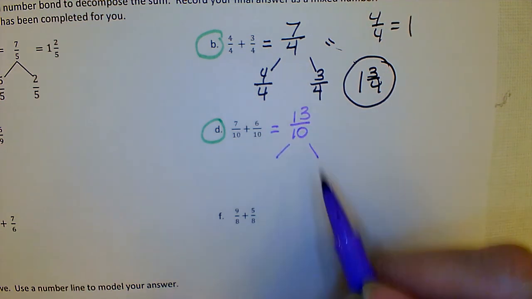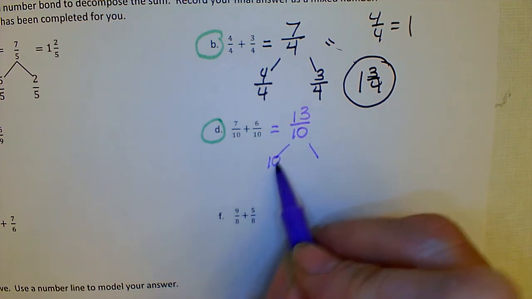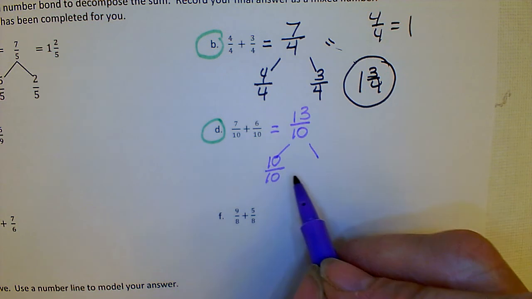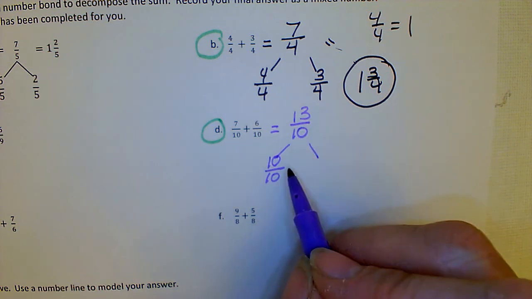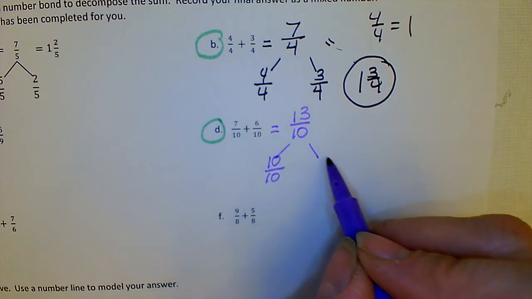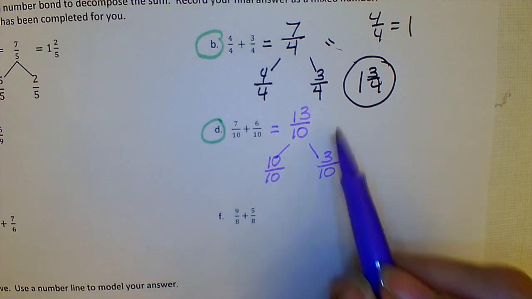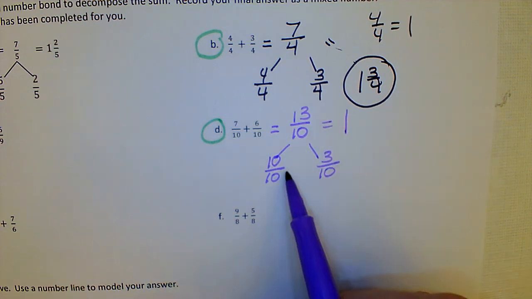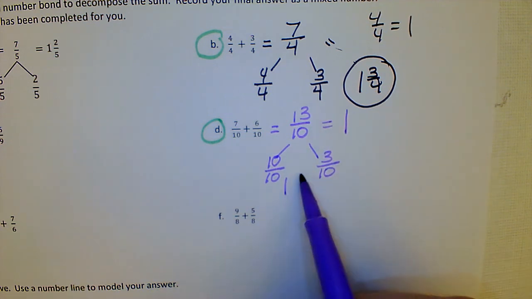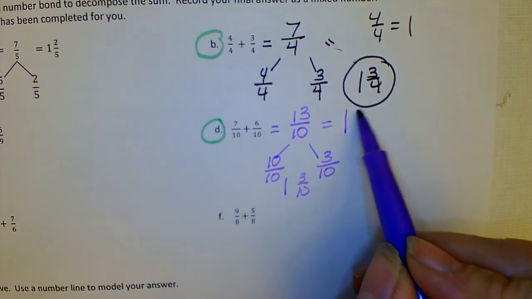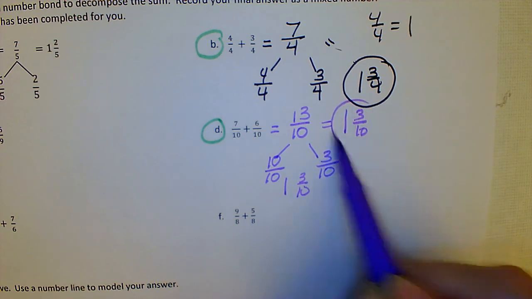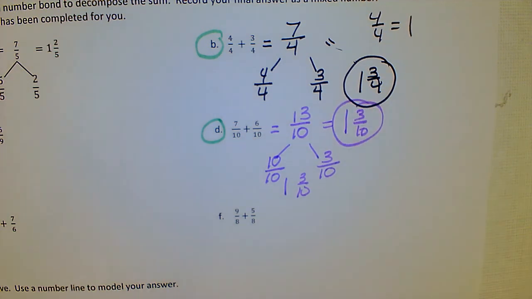So I know that 10/10 is equal to 1 whole. So I'm going to pull 10/10 out of there. So 10/10, so 13 minus 10 leaves me 3/10. And again, I can rewrite this 10/10 as 1. This is just 1. And then I still have my 3/10. So 1 and 3/10 is going to be my answer for this one.